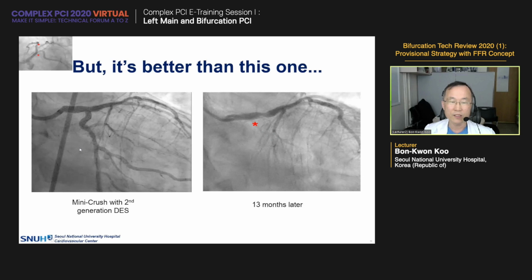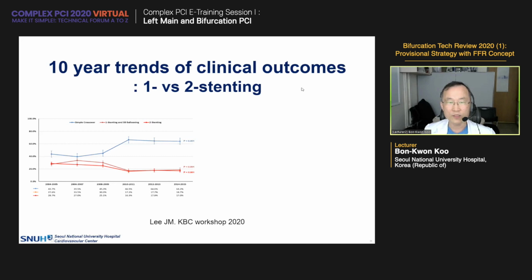This is a mini crush with a 2nd generation DES, which was done at another hospital. But 13 months later, there is total occlusion of the circumflex artery. And I can say that this one is far better than this one. But as a scientist, I don't want to say, by showing these 2 cases, which one is better and which one is not; we need to follow the data.